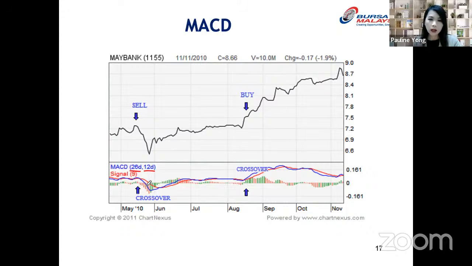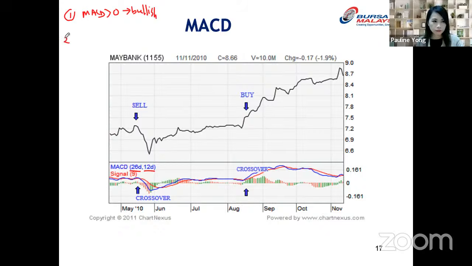Okay, so then how do we use it? There are three things that we can use from here. Number one, the zero line, this is the center line. When you look at the MACD line, the blue line, above the zero line, it is an uptrend. So MACD line greater than the zero line, bullish. If it's below the zero line, bearish.